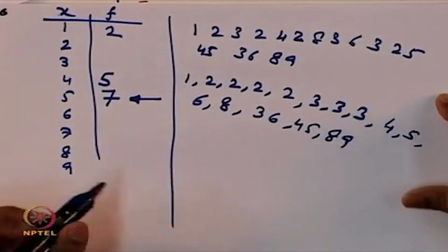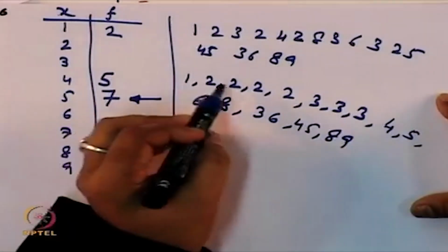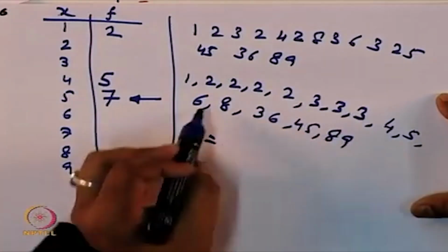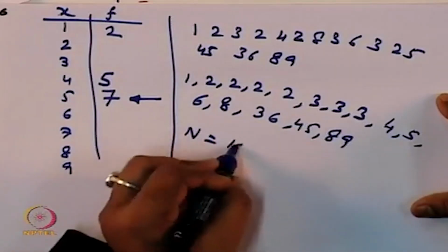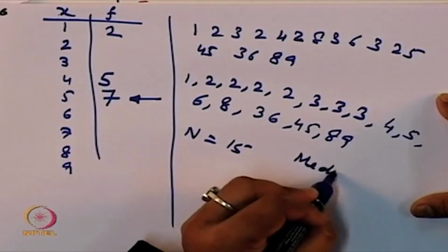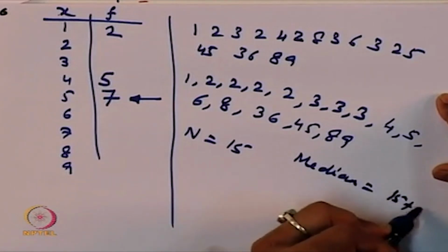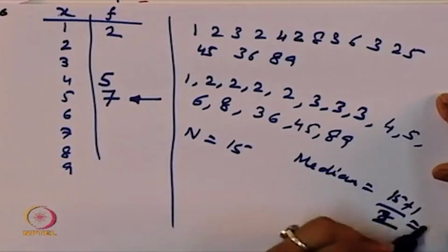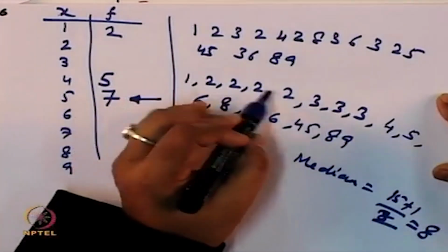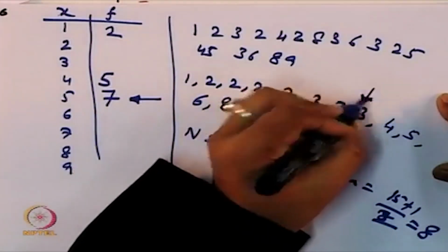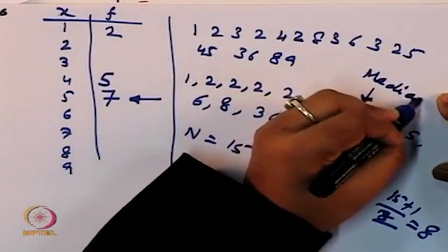So, I have my total n as 15. My median position is going to be (15 plus 1) by 2, which is equal to 8. So, counting 4, 5, 6, 7, 8, this happens to be my median.